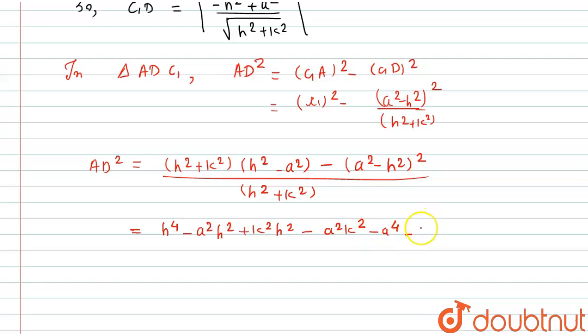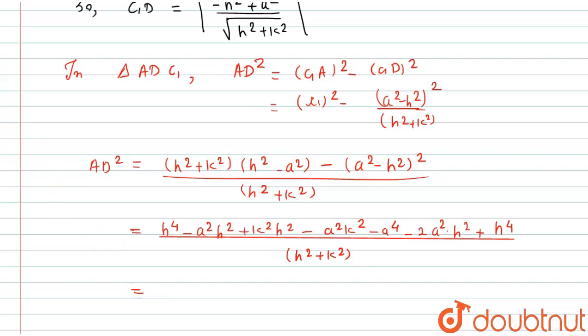Then minus, if we open this bracket using the a minus b bracket square formula, it will be a square squared, that means a raised to 4, then minus 2ab, then minus 2 times a square, and b is h square, then plus b square, that means h raised to 4. And in the denominator we have h square plus k square.